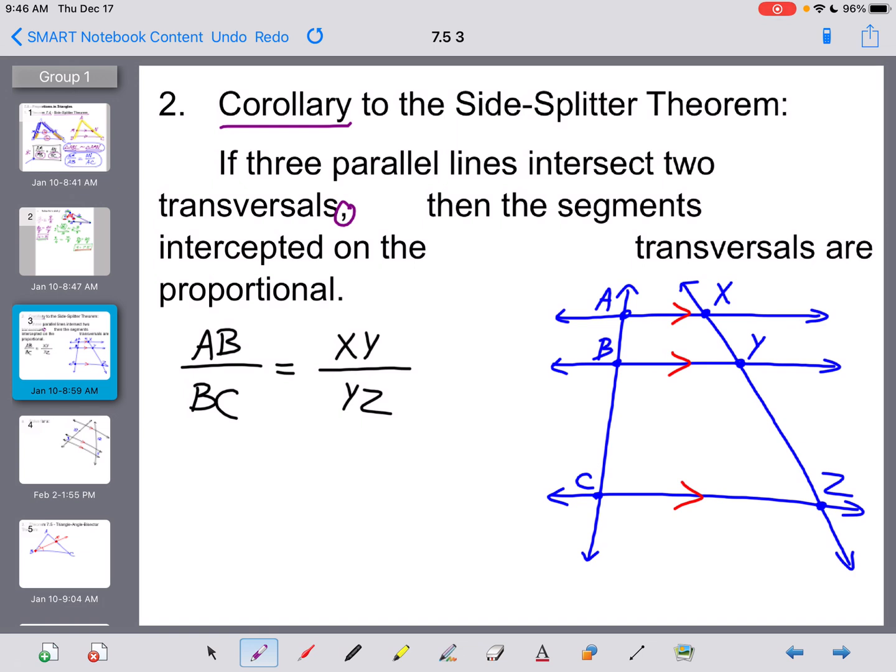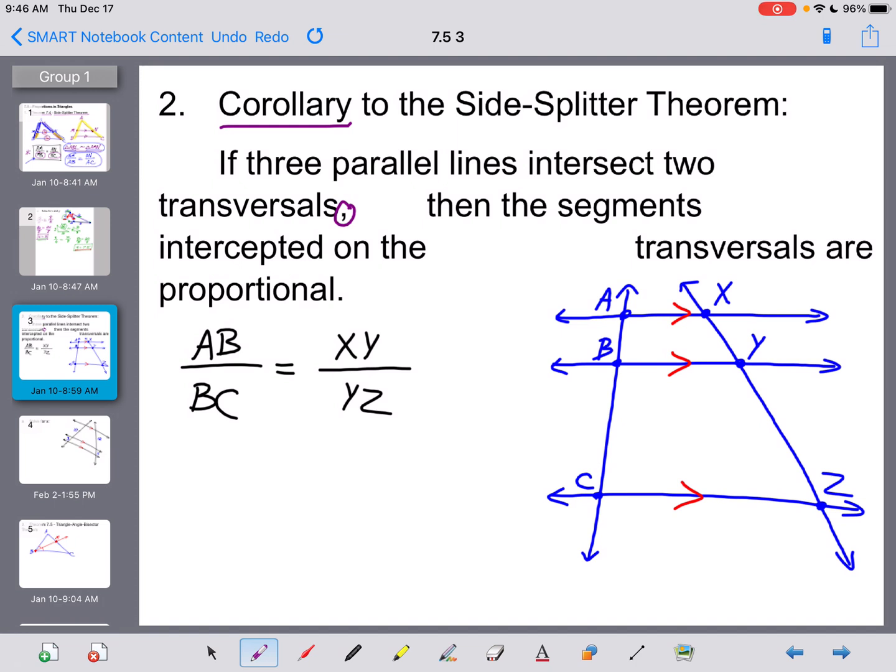I got a diagram drawn for you, and look at what it has. Look at the red arrows. Three parallel lines, line AX, line BY, and line CZ. Those three parallel lines intersect two transversals. One of those transversals is line AC, or AB, or BC, whatever you want to call it, and the other transversal is line XZ. So if this happens, then here's what it says: the segments intercepted on the transversals are proportional.